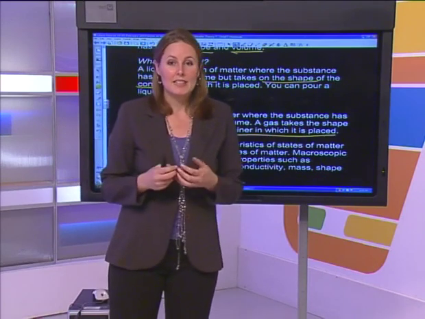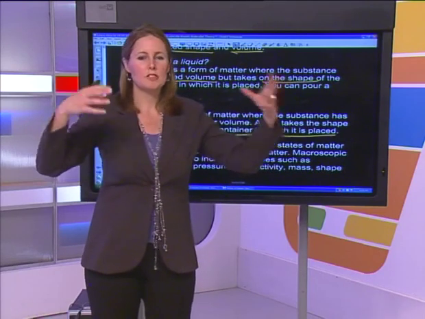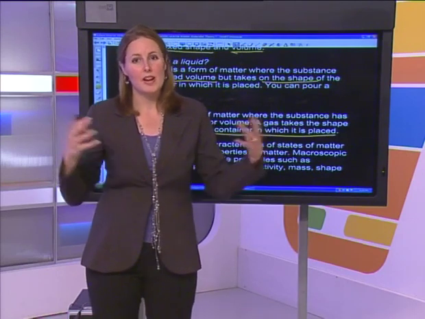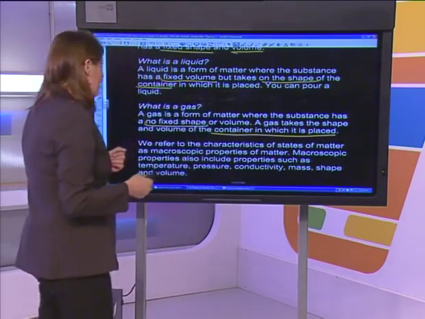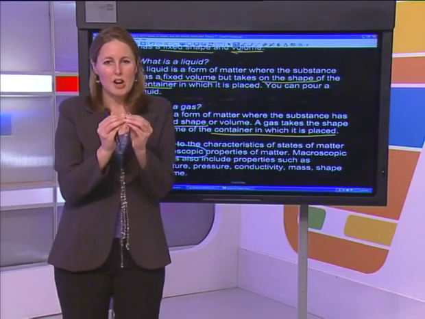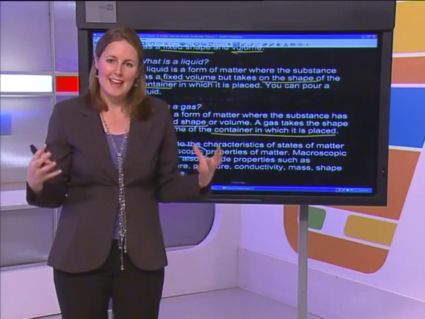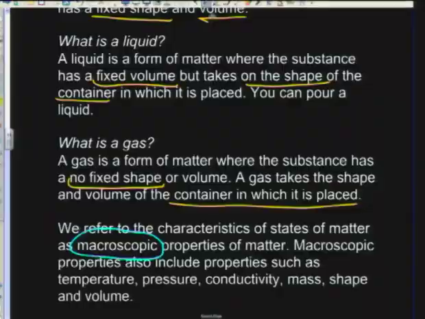And one of the ways we can identify that this is happening is through a process called diffusion, which is a random movement of particles where the particles are free to spread out throughout the room. So we refer to these characteristics of the states of matter as macroscopic properties. Now, I want you to note this word, macroscopic, as opposed to microscopic. Microscopic would be referring to something very, very tiny, which we can't see with the naked eye, whereas macroscopic properties would refer to the big properties that we can see. Okay, so macro being large, macroscopic properties of matter.